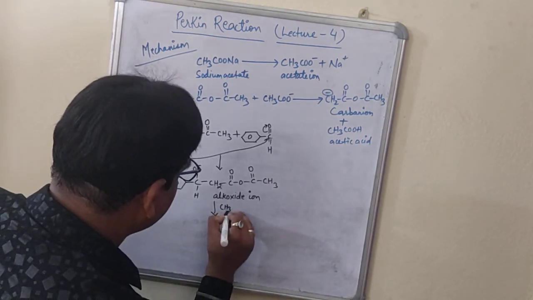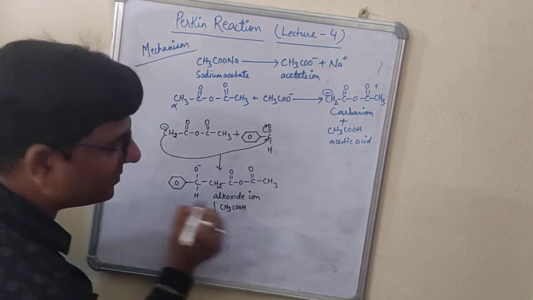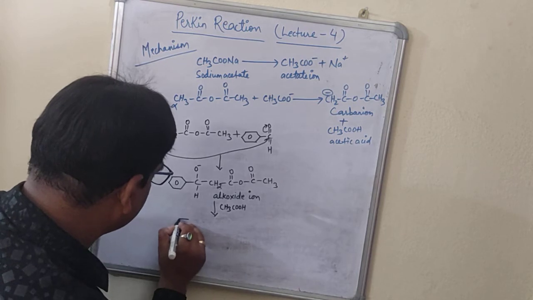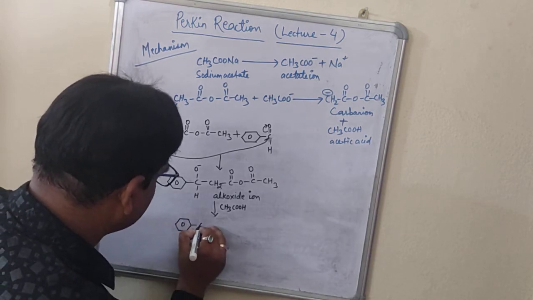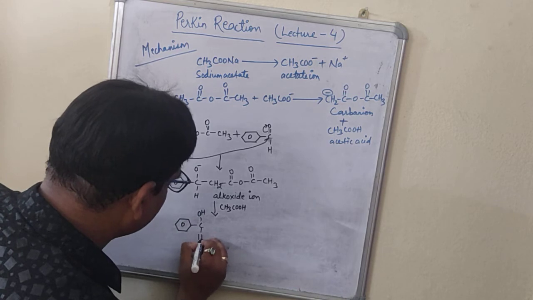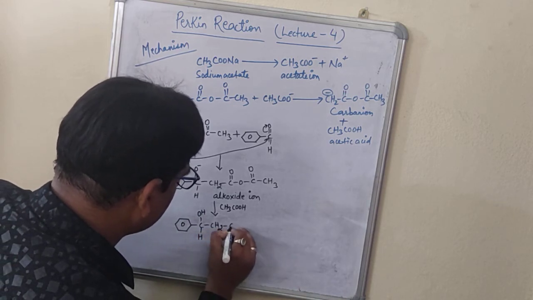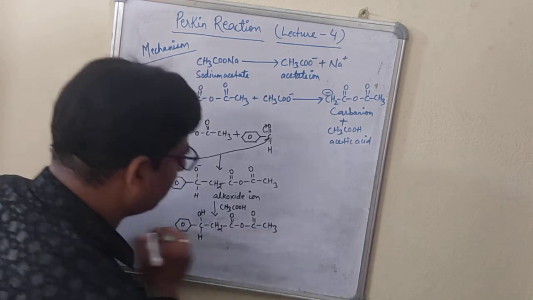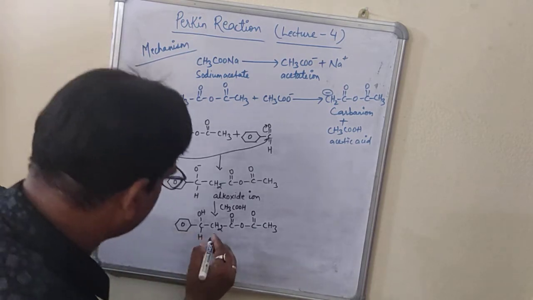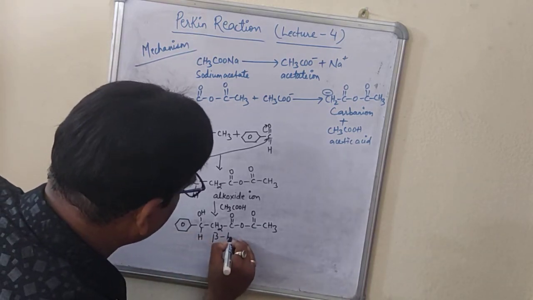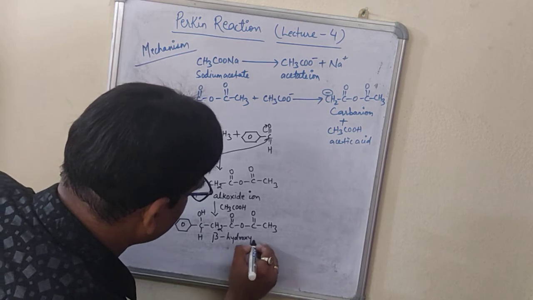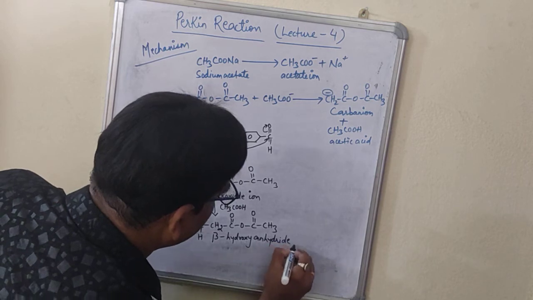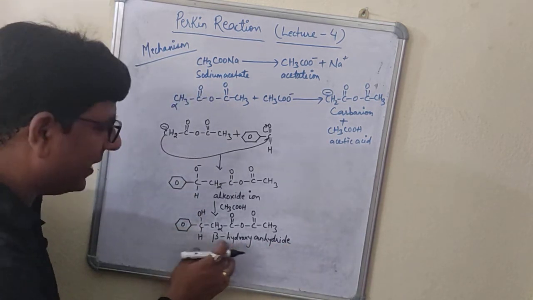Now let us see this step. We will take CH3COOH, and this proton will go and attack this oxygen. So what will we get? We will get COH, H, CH2, C double bond O, O. This we will get. Right? The name of this compound is beta hydroxy anhydride.